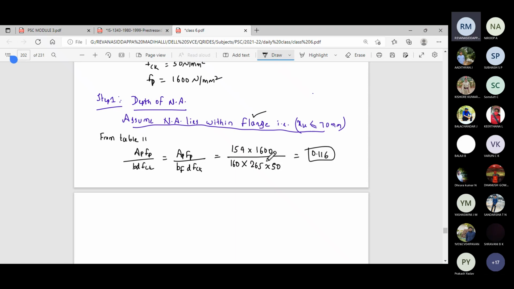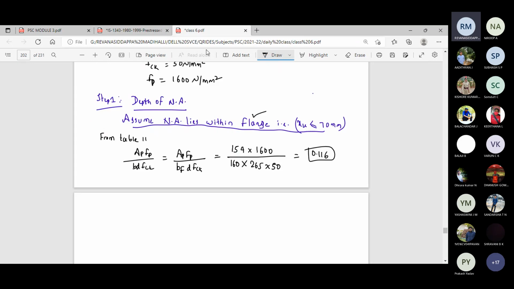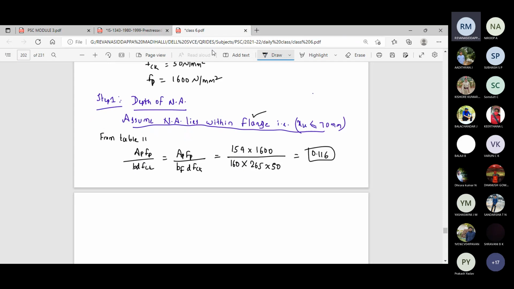Now corresponding to this ratio, you have to find this xu by d. We have to refer this pre-tensioning column, as the type of PSC beam given is a pre-tensioned beam. Now Ap fp by b d fck, how much we have? 0.116. It will come in between 0.15 and 0.20. For 0.15, the corresponding xu by d is 0.326. For 0.20, corresponding xu by d is 0.435. You need to solve for 0.116.